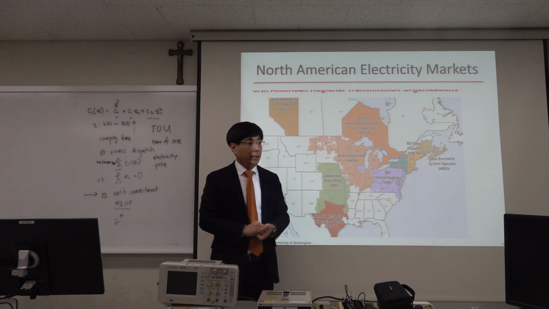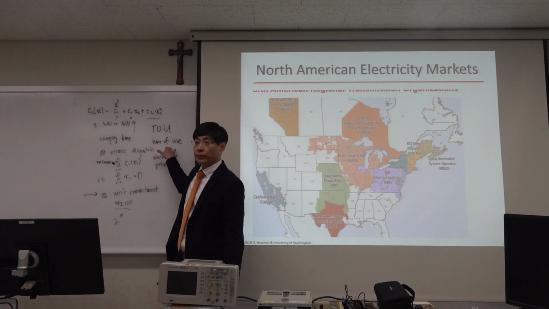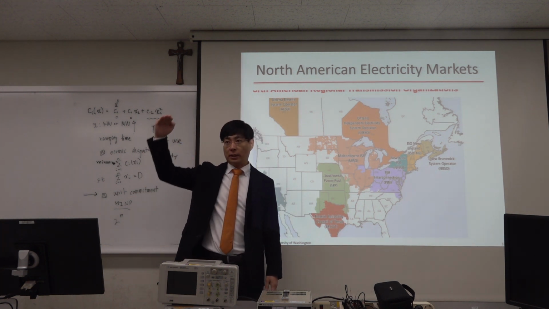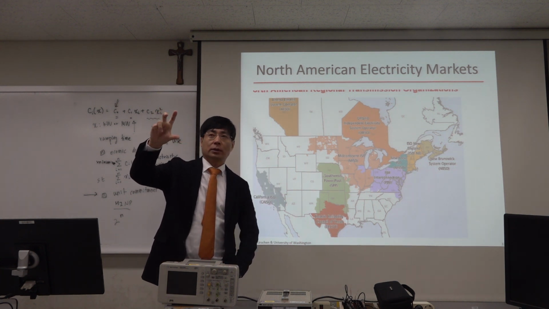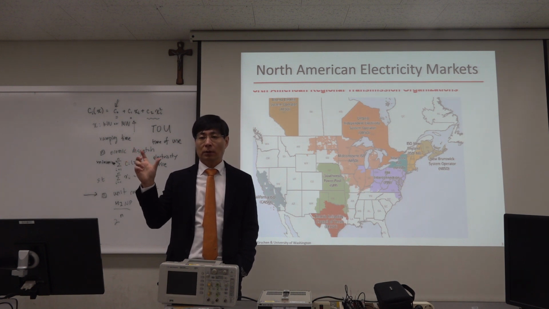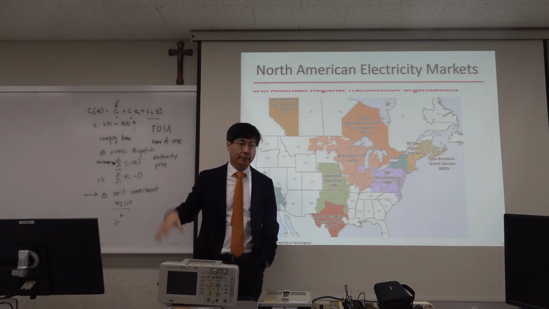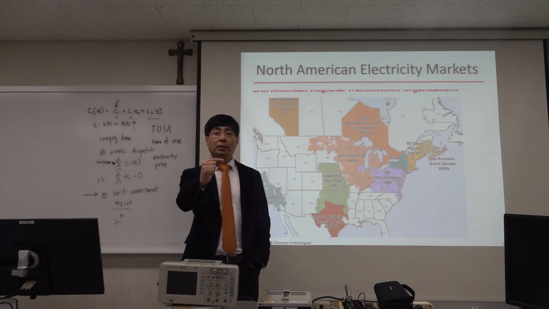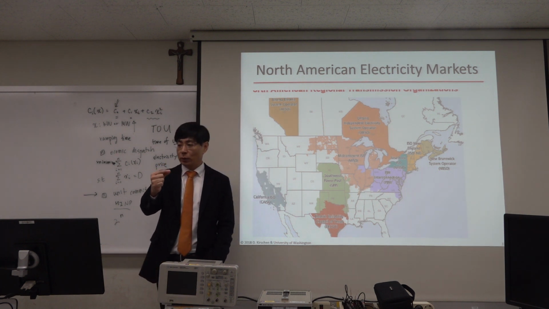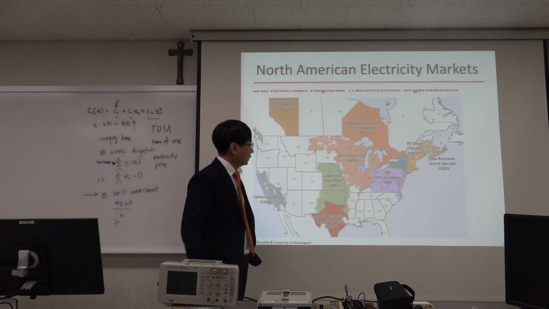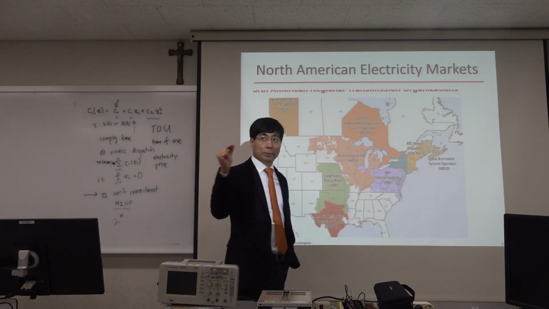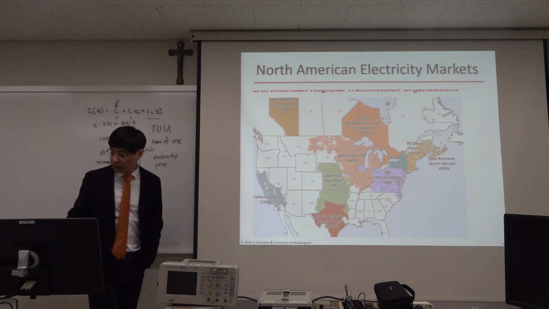But in the United States, they have a TOU, so the price changes over time, and they can increase the price when they want to reduce the total amount of load in some area. Okay? So then the customers need to respond to the price. So this demand can respond to the price. That is called demand response.